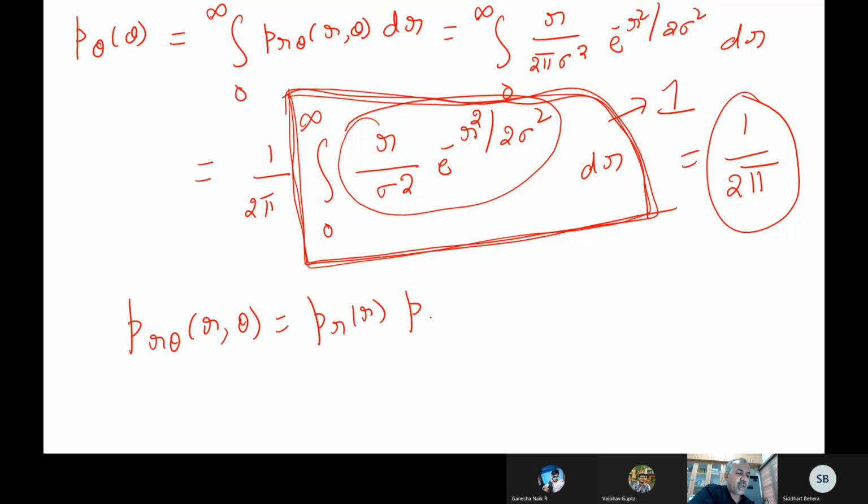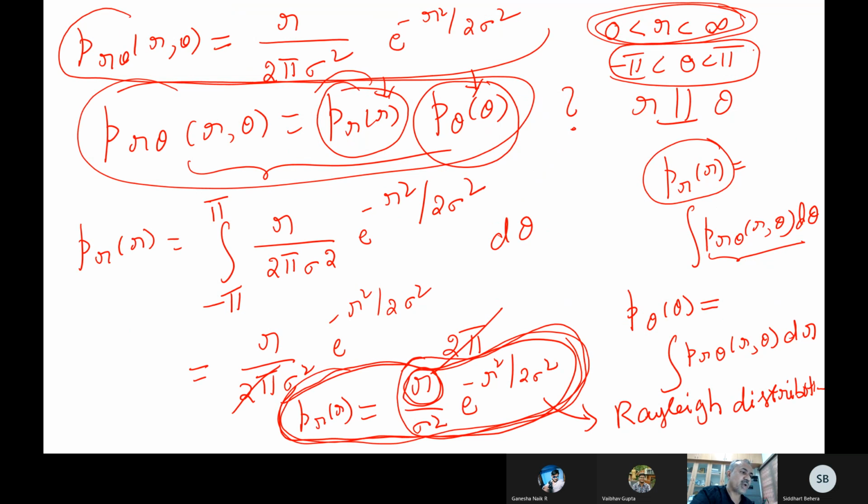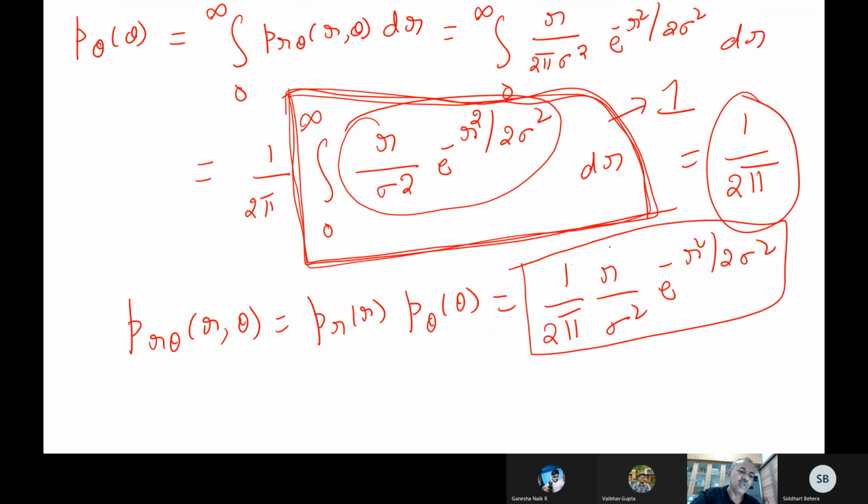Now you verify this statement. P_R of R multiplied by P_theta of theta. Now P_theta of theta is 1 by 2 pi. Okay. So P_R of R is R by sigma square e to the power of minus R square by 2 sigma square. If I multiply these two, I will get this expression. Now what is P_R,theta, the original expression? Now you tell me, they are same or different? R by 2 pi sigma square e to the power of minus R square by 2 sigma square is fine. So this term is fine.